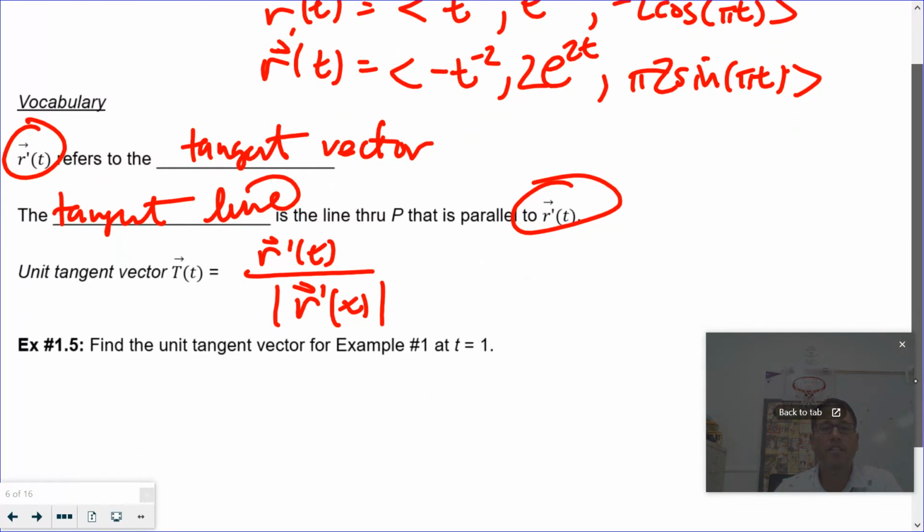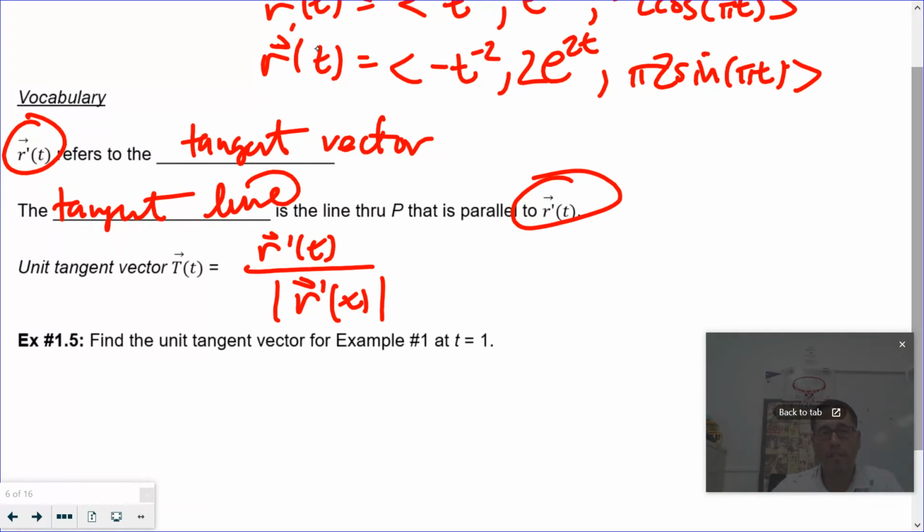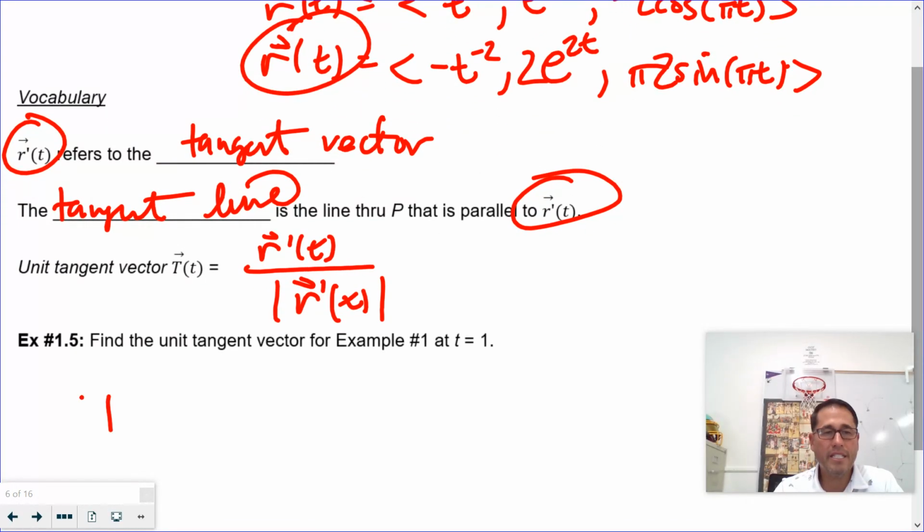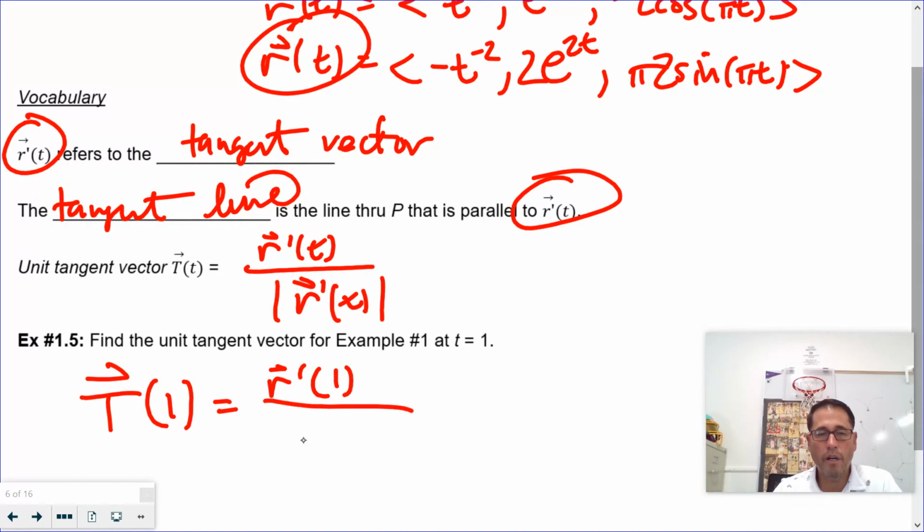So if I said to find the unit tangent vector for our example 1 up here, it is simply our unit tangent vector at t equals 1 is equal to the derivative of r at 1 over that magnitude.